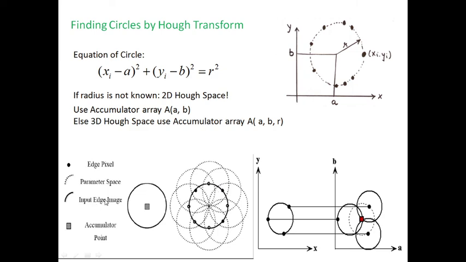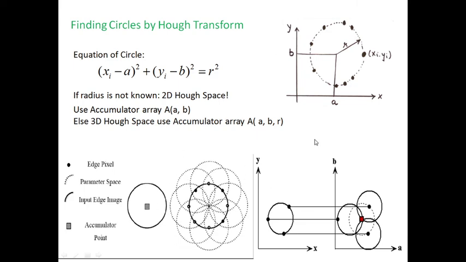So this is the input edge image, and the accumulator point is this one. Whenever all these circles in your Hough space intersect at a common point, this common point is the center of the circle in your image space. In this manner, I will know what the radius of my circle is. So this is about the radius space.